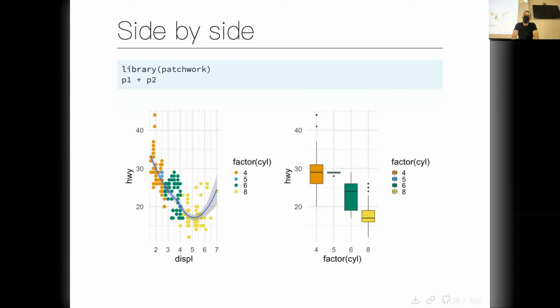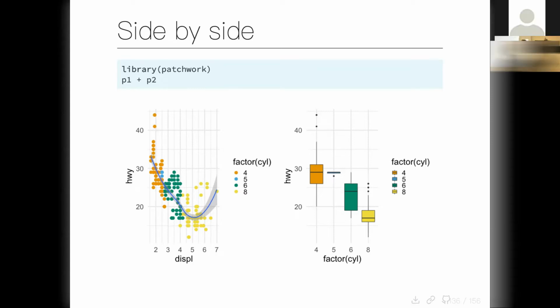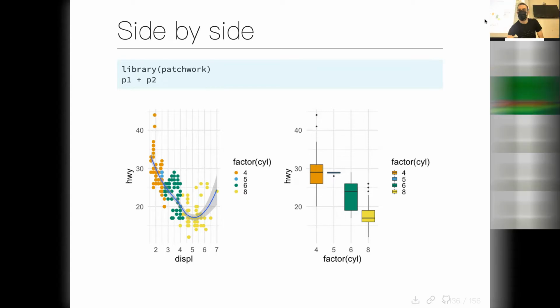Okay, if we wanted to put these plots together, we can put them side by side very easily with patchwork. All we do is call library(patchwork), and then we can just say p1 + p2, and it's going to put them together in a single figure. Okay, so go ahead and run that code, and then give me a thumbs up if it's working for you. On Zoom, if you can give me the emoji, that would be good.